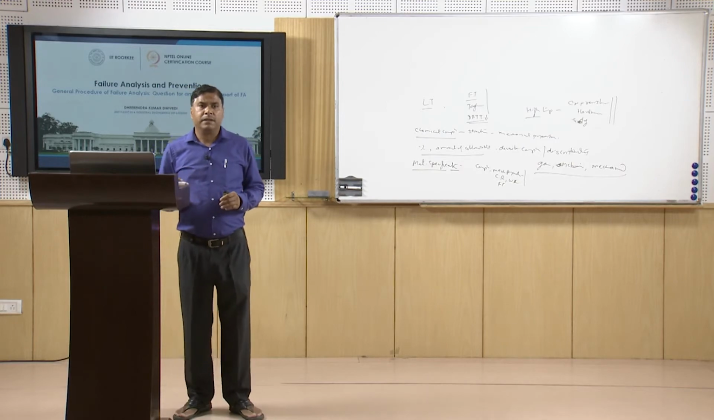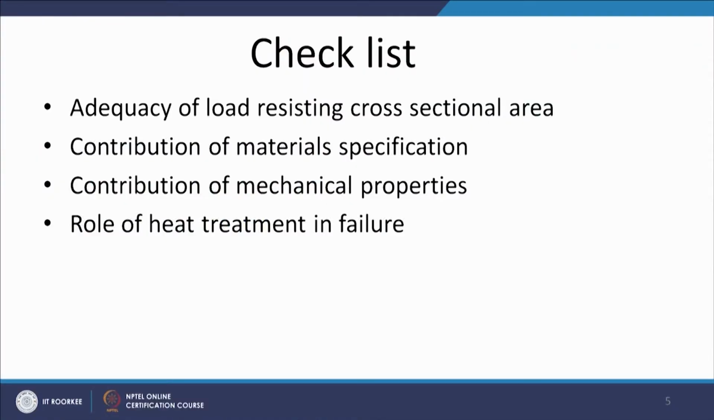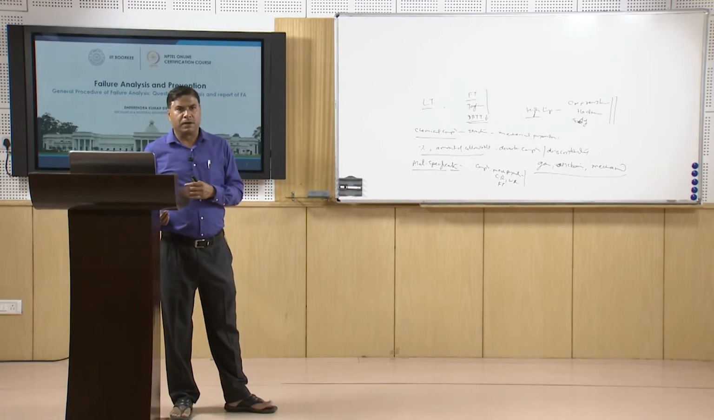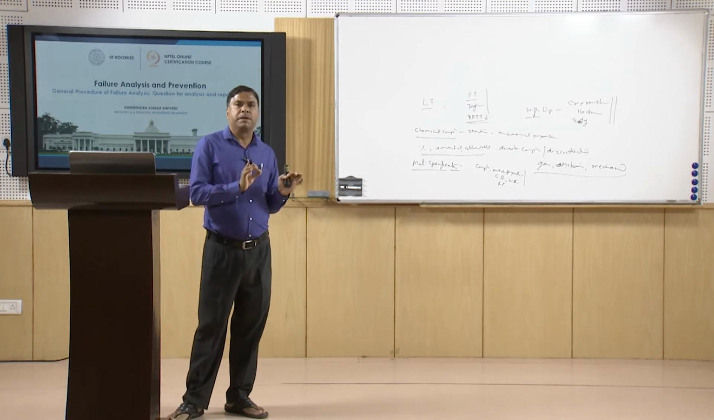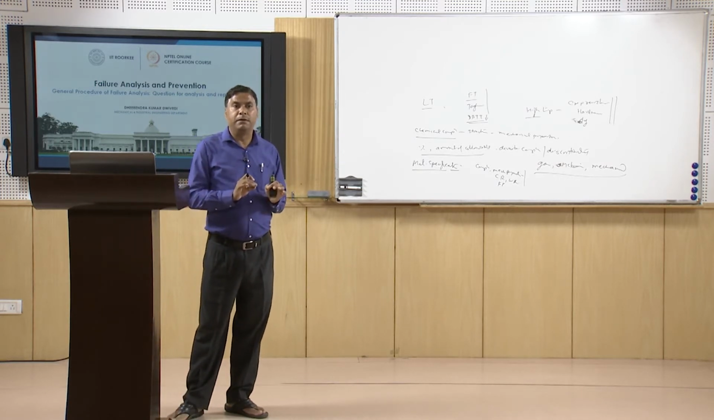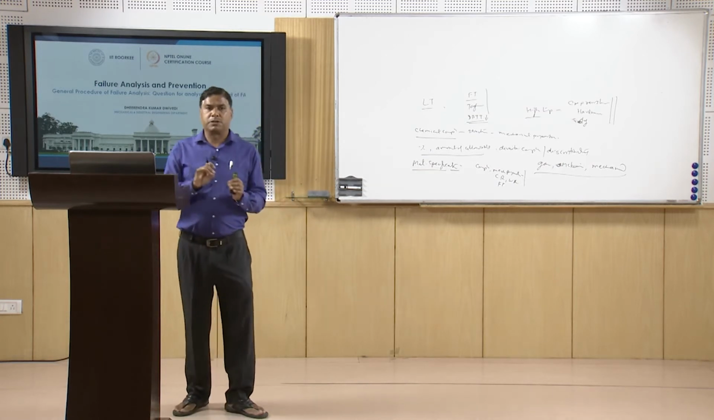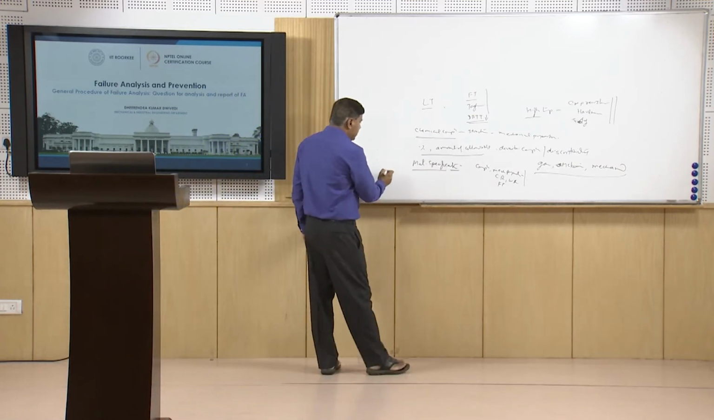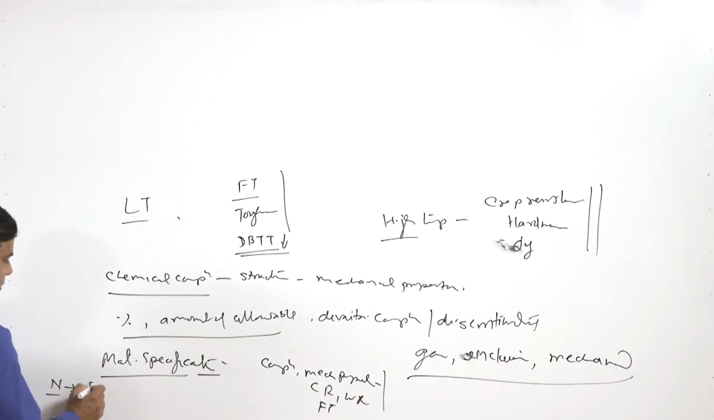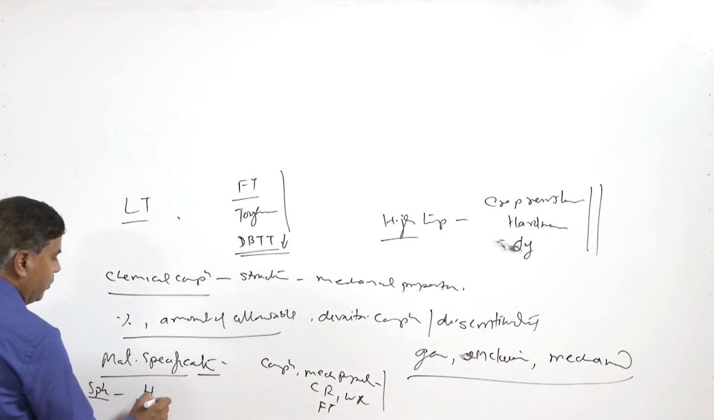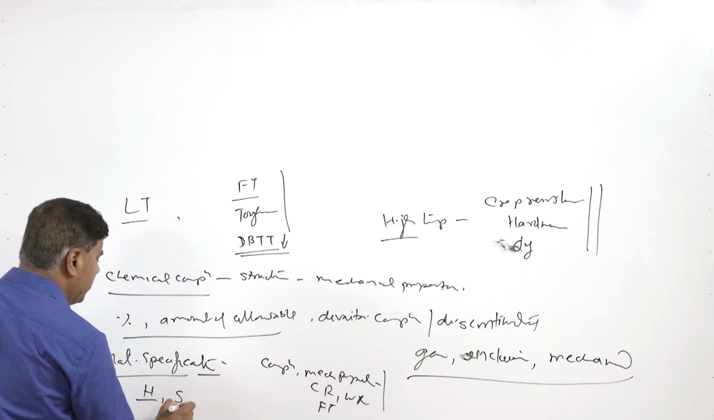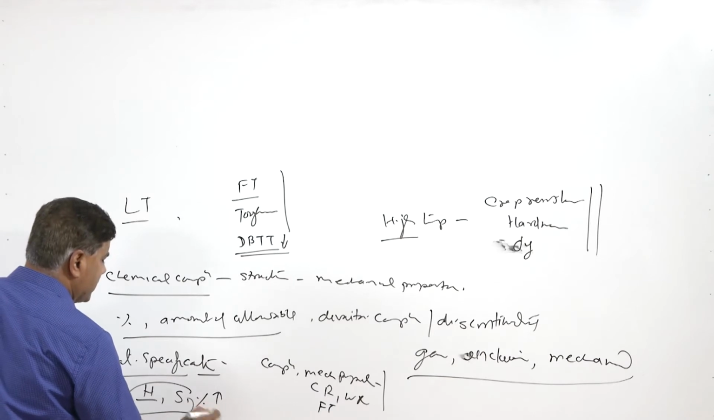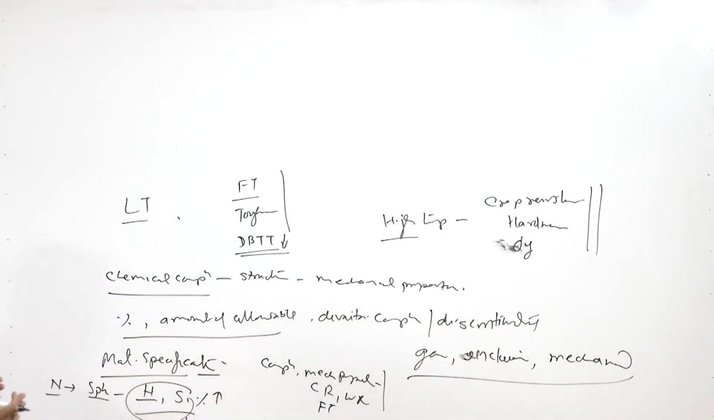Then the role of heat treatment, which means if the component has been subjected to heat treatment, whether that heat treatment was proper or not. The possibility of inappropriate heat treatment and its possible role in the failure of the component is also to be explored. For example, a steel which should have been normalized, if instead it has been spheroidized, will show very low hardness and very low strength, although increased ductility. So, reduction in hardness and strength can degrade the performance significantly.